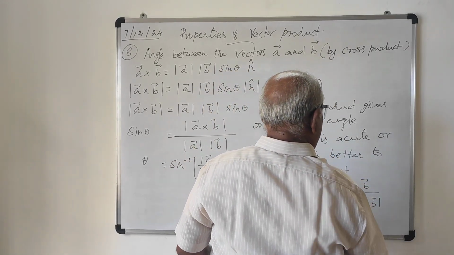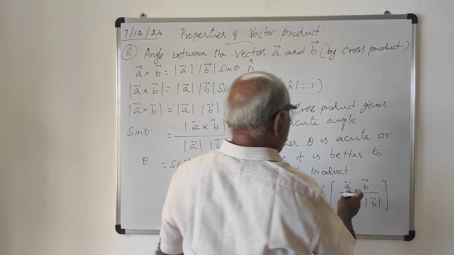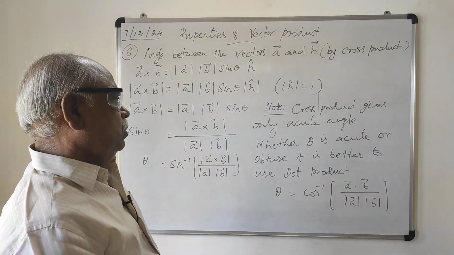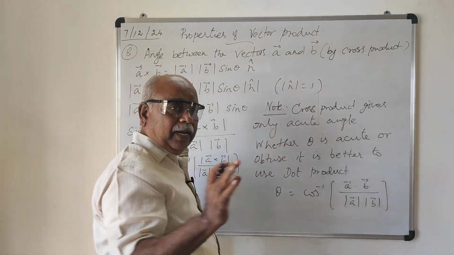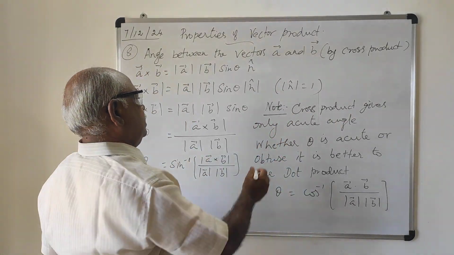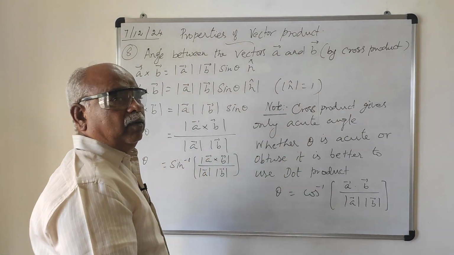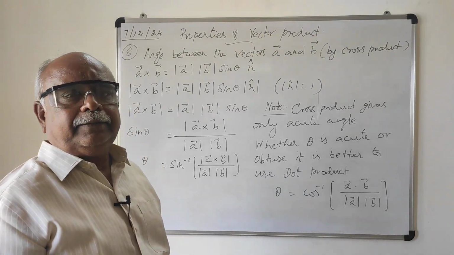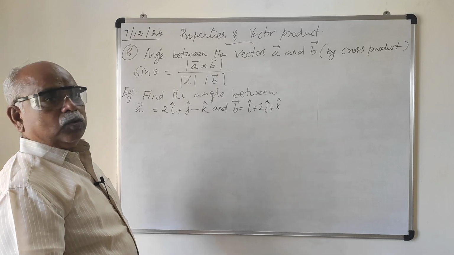So the dot product can be used for finding the obtuse angle also. If you use the cross product, it gives you only the acute angle. So take this as a note for finding the angle between vectors. And we will solve one problem using this idea.